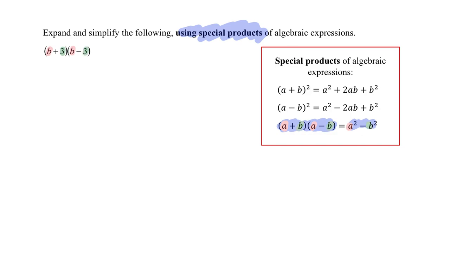Follow the color coding. And therefore, this will be the answer. This will be equals to A squared minus B squared, right? So this one will be equals to B squared minus my 3 squared. B times B is B squared, 3 times 3 is 9, and we are done.